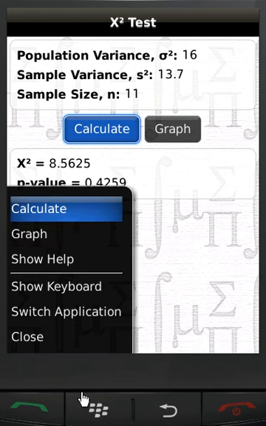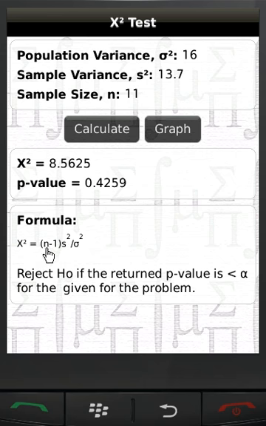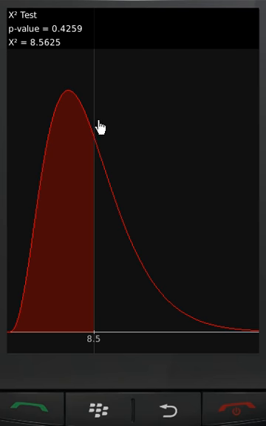Of course, there is a help provided with this. So I give you the formula for calculating the chi-squared value and the rejection rule. There's also a graph that can be provided. Recall that the shaded area is the p-value, and this value here is the chi-squared test statistic.